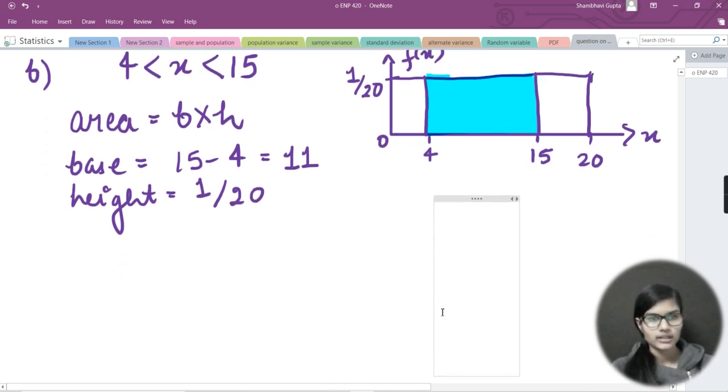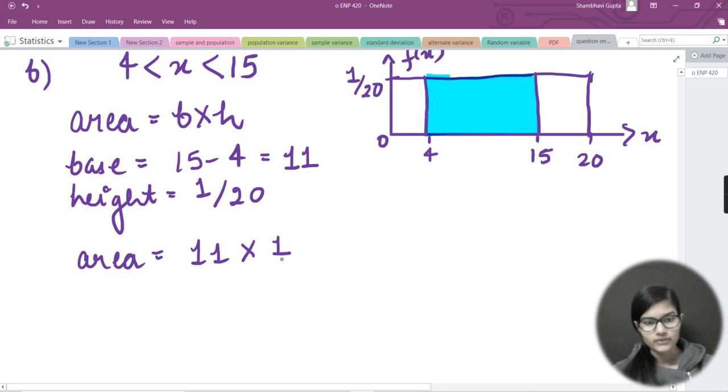And let's move down, and now let me apply the formula here properly. Here I need to write area is equal to my base, which is 11, and I have the height as 1 by 20. So when I calculate, that is going to give me the value 0.55. You can even use calculators for calculating this.